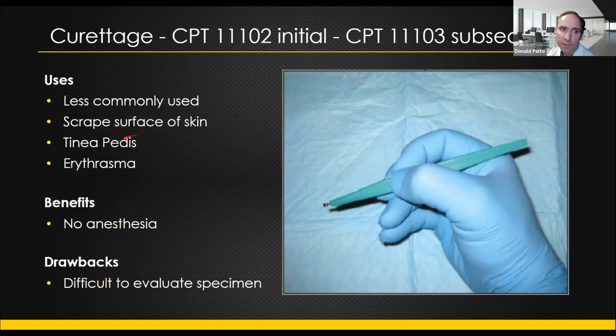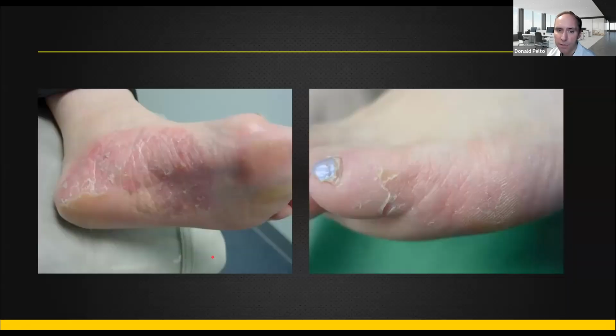You scrape the surface of the skin. I typically use it for erythrasma or tinea pedis between the toes. There's no anesthesia, so that's kind of the benefit. And it's a little difficult to evaluate the specimen for the pathologist. But for example, you can take some of these little flaky things off and send them, or you could just do a punch. Once again, flaky skin, you can take it off with a curette. This was tinea pedis.